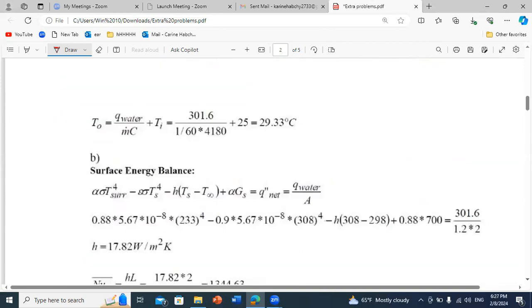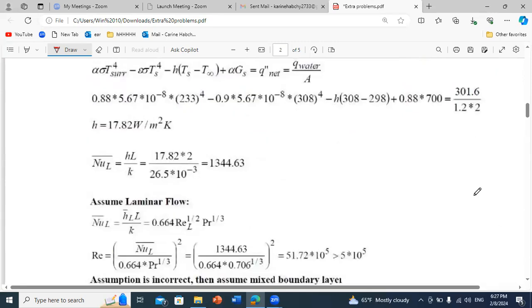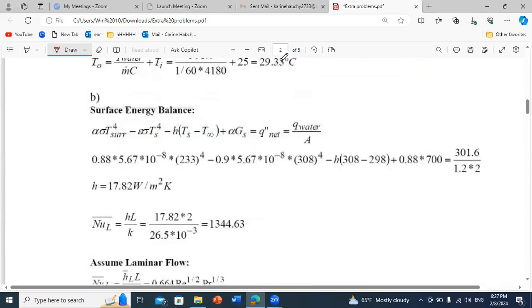Once we have it, we can write the surface energy balance. Here, instead of writing all terms in watt, they did it in watt per meter square. So they divided everything by the area. It's equivalent, since the area is the same everywhere, and here you will have Q water over A if you want to use an equation with units of watt per meter square. And when they replaced all numbers, they got the coefficient H. Next step is they calculated the Nusselt number, and now is the time of the assumption.